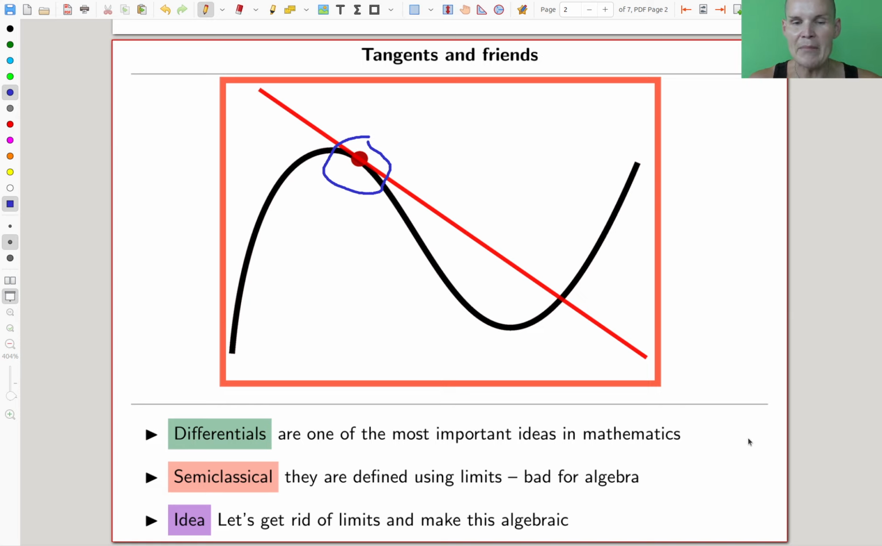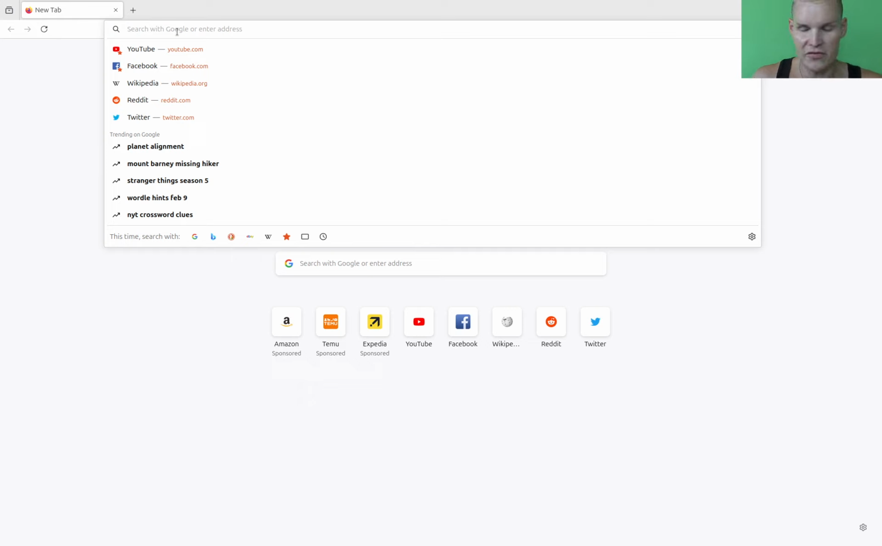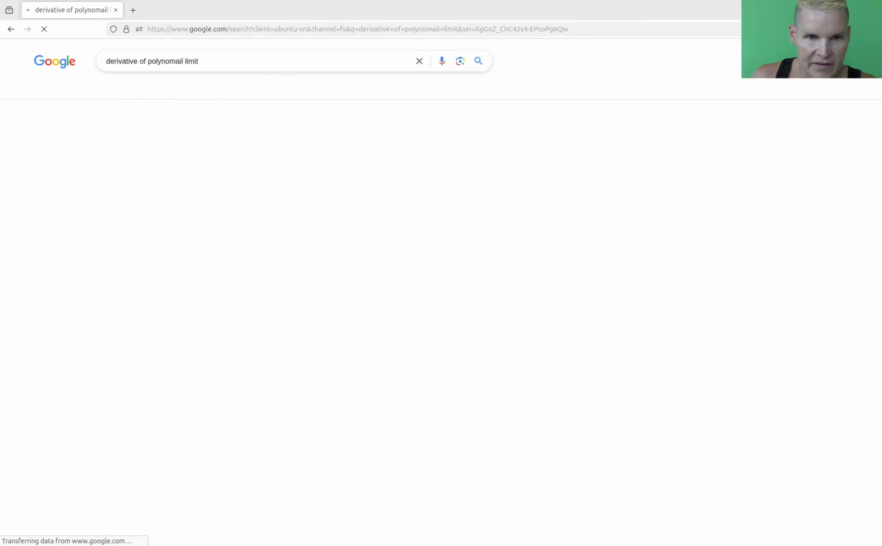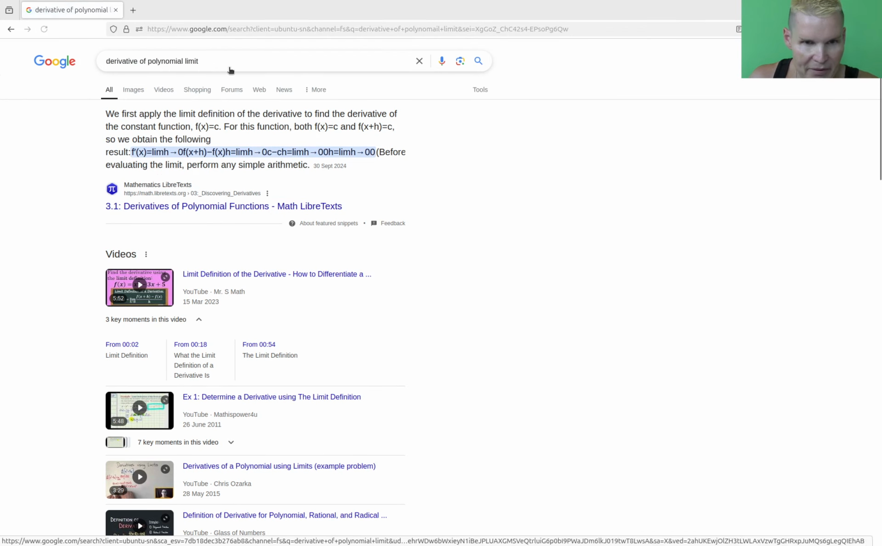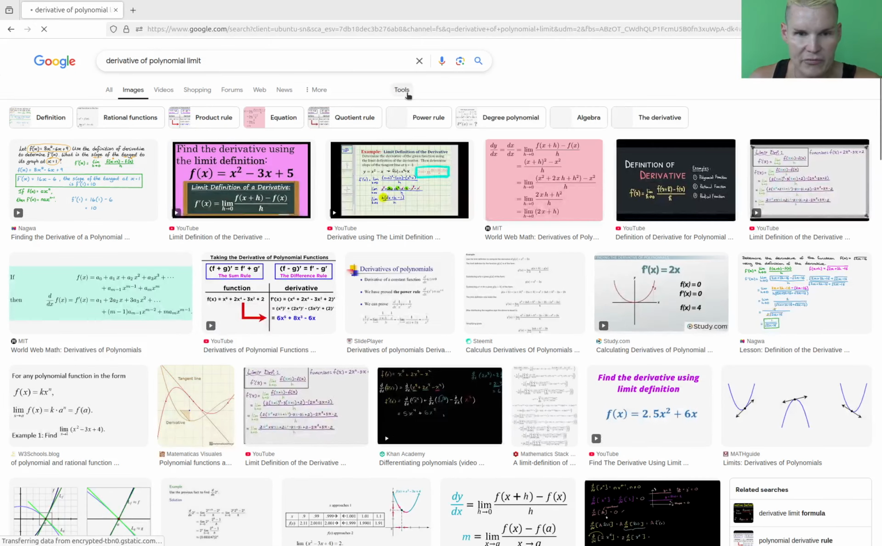And so semi-classically, they're defined using limits. And what do I mean by that? Well, maybe we'll actually find a good, nice picture. What is a good thing to Google? Probably the derivative of a polynomial, and then limit or something. We'll see what comes out. I, by the way, don't need to learn spelling. It can do it itself.